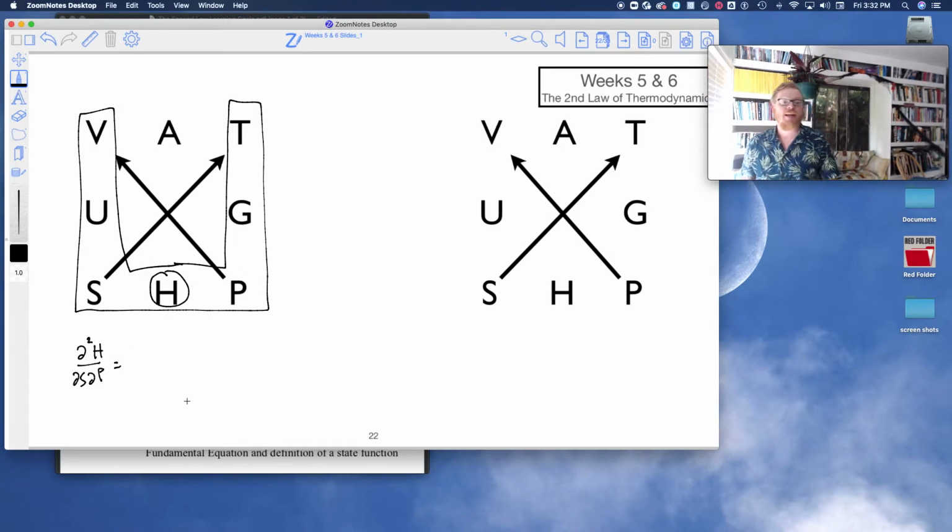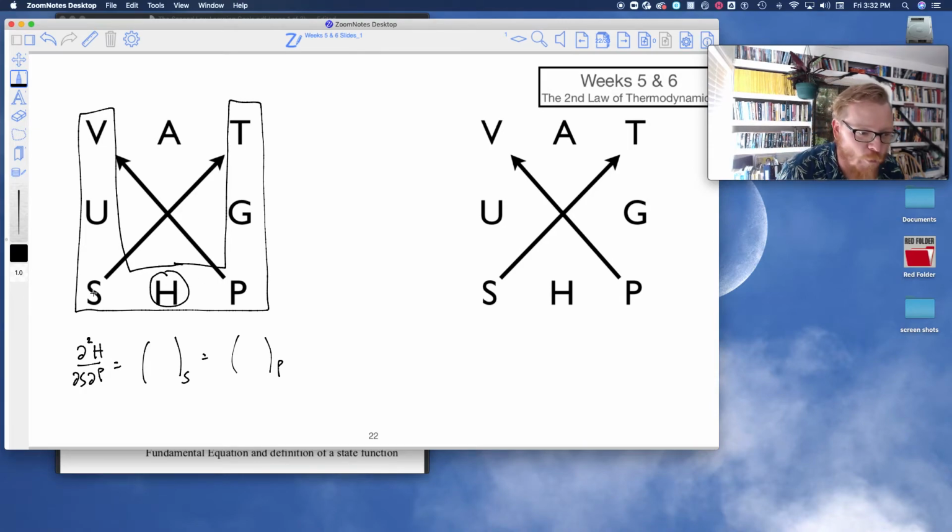Equals. Okay? Now what we recognize is because S and P are our natural variables, we are going to have derivatives with constant S and derivatives with constant P. So we can set that up. Okay? And then now I'm going to go over to the S. I could go with the P. It doesn't matter which one I start. But I wrote S right here first, so let's go to S.